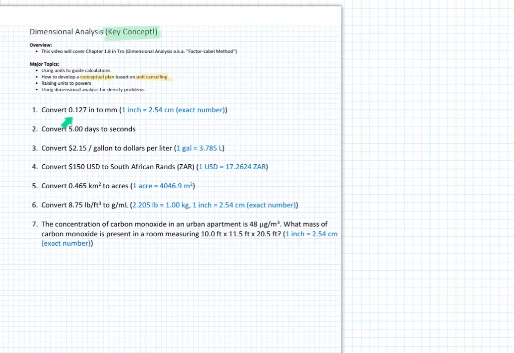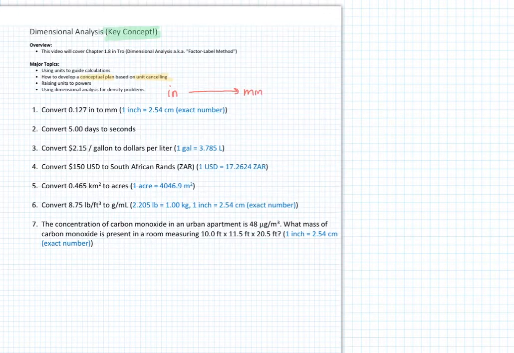And again, my suggestion is to maybe at this point stop the video and see if you can convert 0.127 inches into millimeters. All right, and while you're taking a look at that, I will switch pens and switch colors. So the conceptual plan in this case, I always like to say, what am I starting with and what am I trying to get to? I'm starting with inches and I'm going to millimeters.